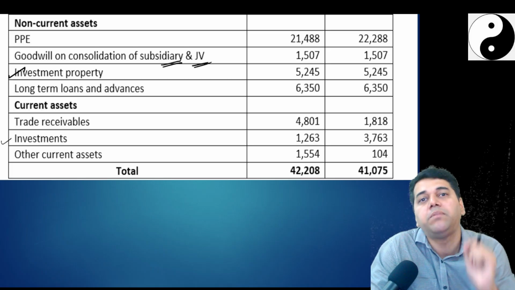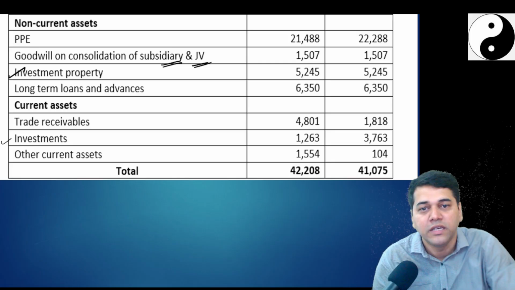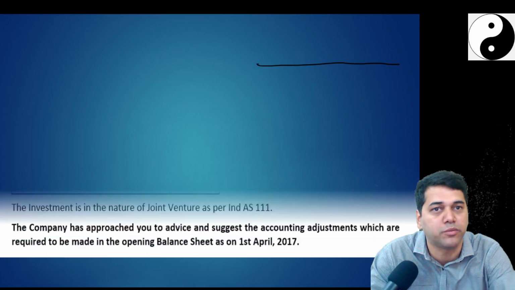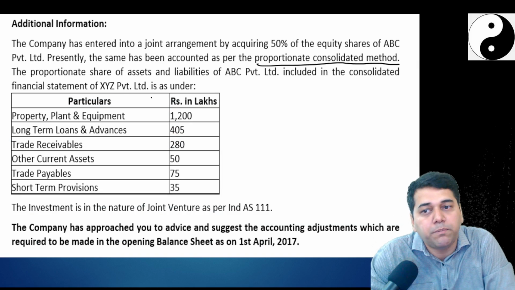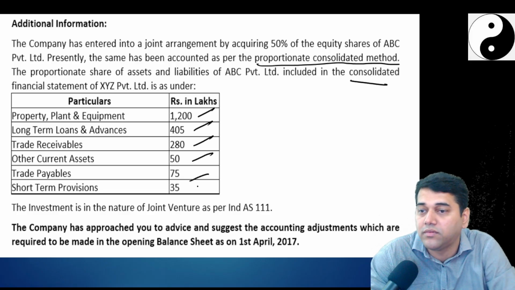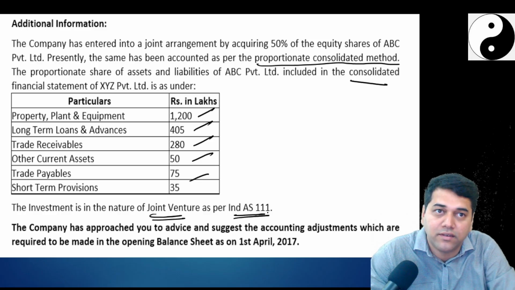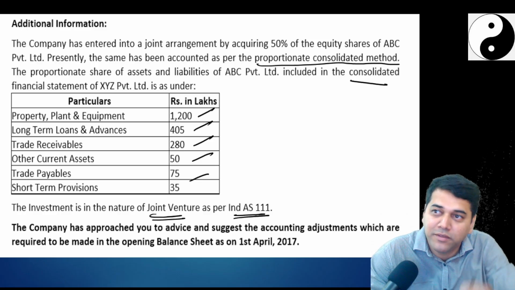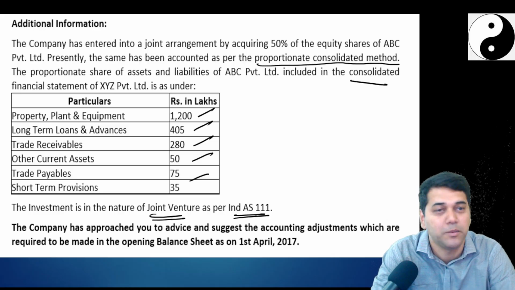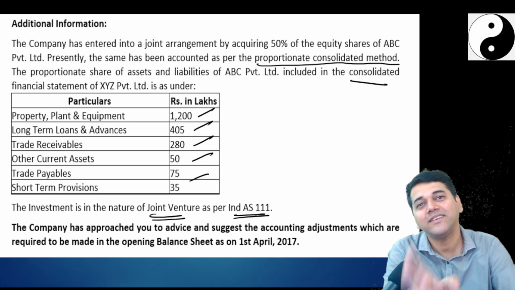Now this is one big blunder. I don't say blunder, but it is big. These numbers are meaningless, not only in India, because these numbers are mixed with the assets of that particular joint venture in 50% proportion. They told you the proportionate share of the assets and liabilities is included in the CFS. The investment is in the nature of a joint venture as per Ind AS 111. That means it is a joint arrangement. In a joint arrangement, is it not a joint operation? It can be possible that it is a joint operation.